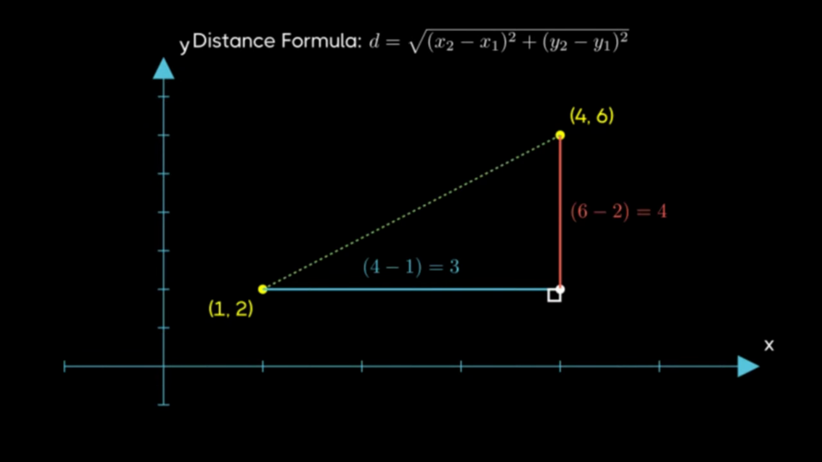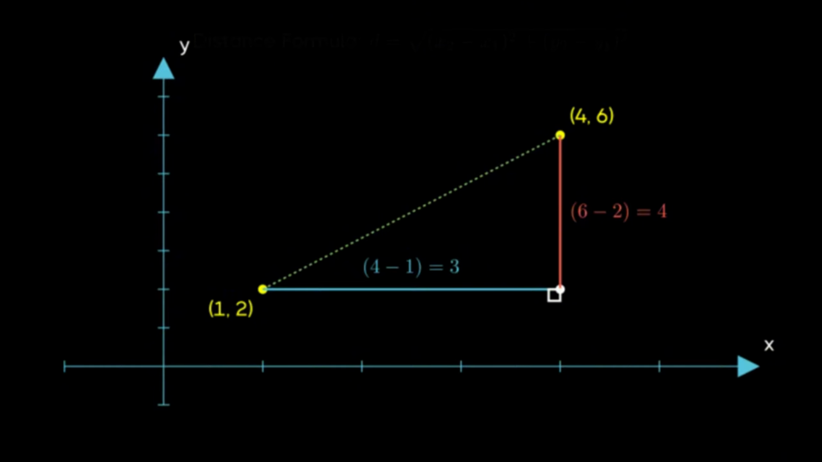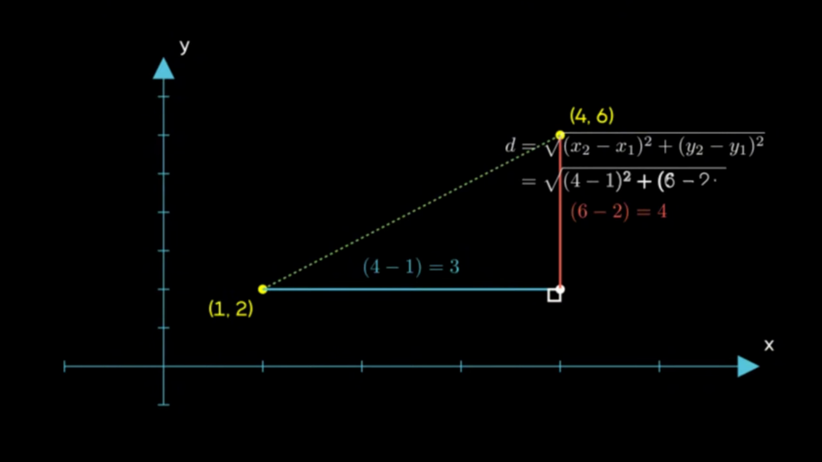Let's apply this formula step by step to find the distance between our points (1, 2) and (4, 6). We start with the formula d equals the square root of (x2 minus x1) squared plus (y2 minus y1) squared. We plug in our coordinates: the square root of (4 minus 1) squared plus (6 minus 2) squared. Simplifying inside the square root, we get 3 squared plus 4 squared. These values match exactly with the horizontal and vertical distances we measured earlier.